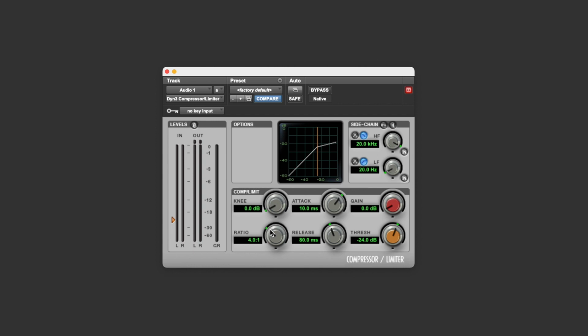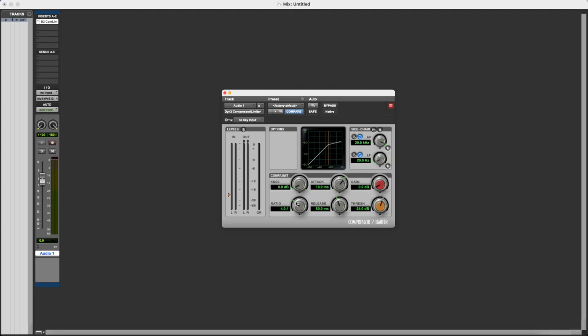So the ratio parameter on your compressor lets you control how much the compressor is going to turn the signal down. I really hope you found that useful.